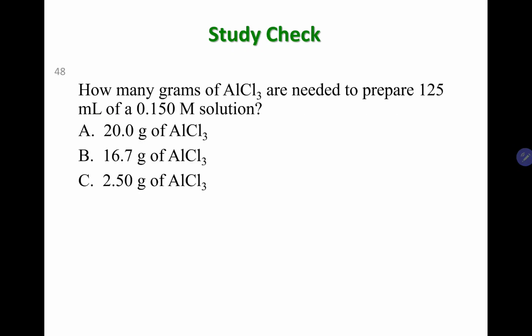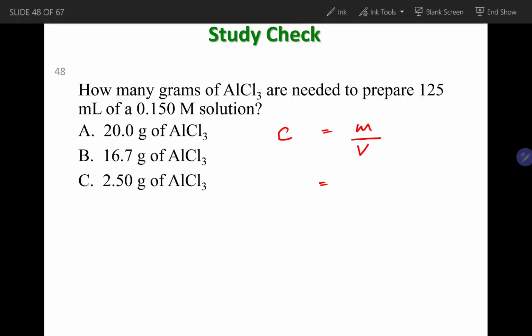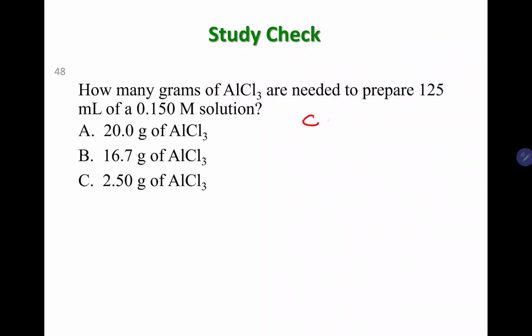All right, so this is important. This is a molarity calculation, so let's do this one together. How many grams of aluminum chloride are needed to prepare 120 milliliters of 0.150 molar solution? So let's use our equation. C equals N divided by V. I'm sorry, I made a mistake. It is not M, it is N. C equals N divided by V.